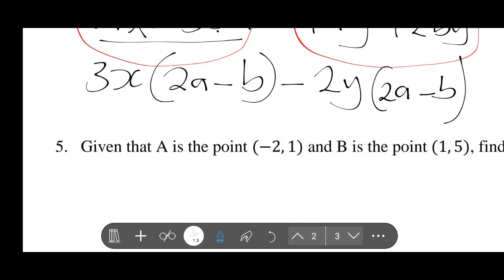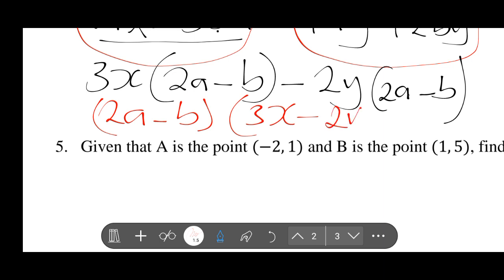Then you group them. So we have 2a minus b in brackets, then the other one is 3x minus 2y. So this is our answer.